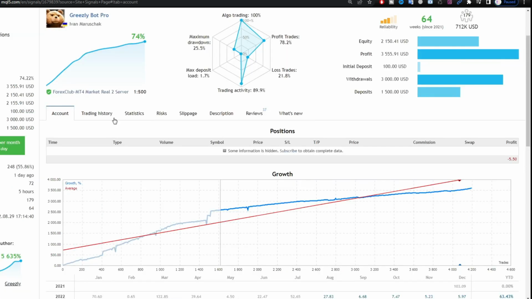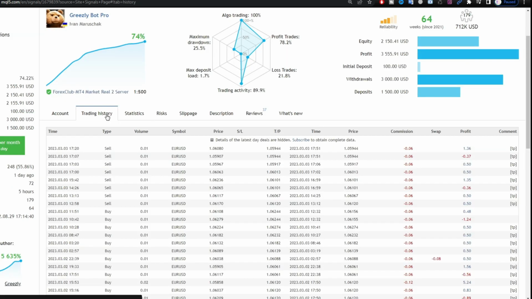Trading history. We see here that most trading transactions are opened with a fixed lot of 0.01. Only a few transactions are multiples of the lot. The average profit per 0.01 is 50 US cents.